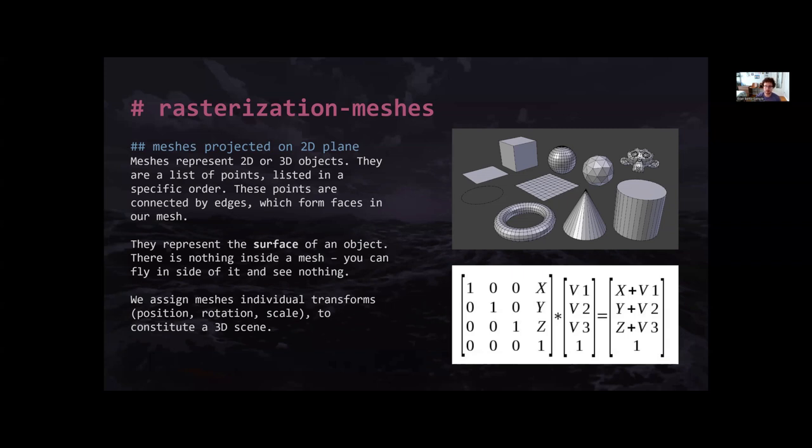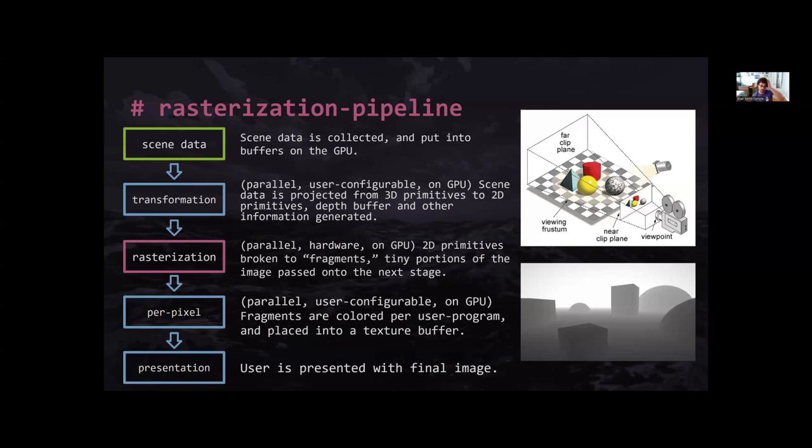And to build a scene, we assign these meshes individual transforms, things like a position, a rotation, and a scale, and then we place them throughout our scene to create a final thing that we can render. So in the standard rasterization pipeline, we take the scene data that we read off the disk or build at runtime, and we put it into buffers on the GPU. This green box of scene data indicates that it is on the CPU.